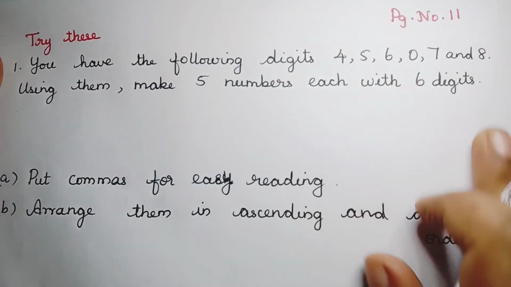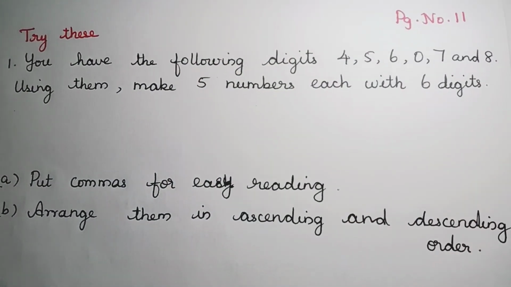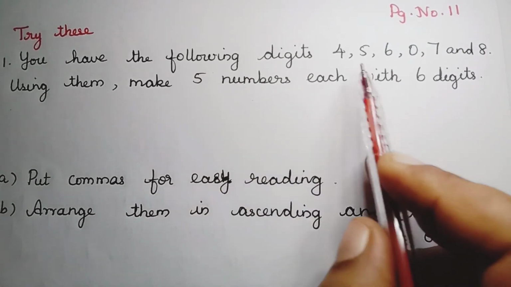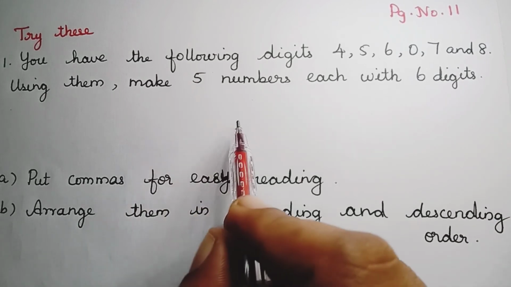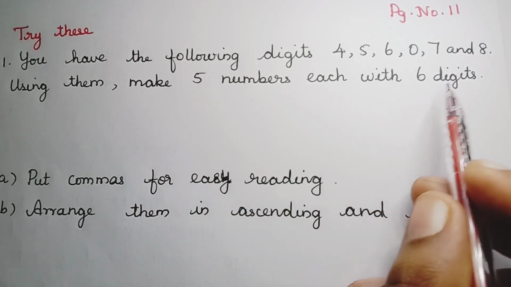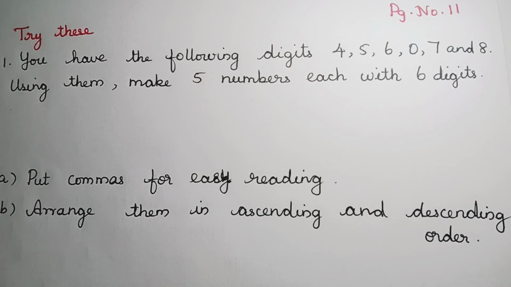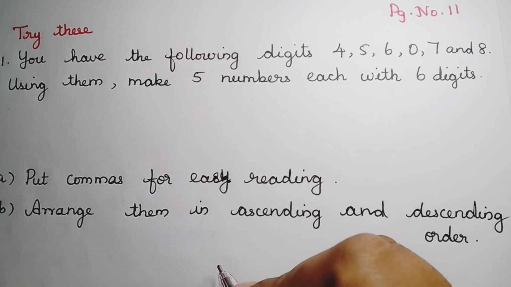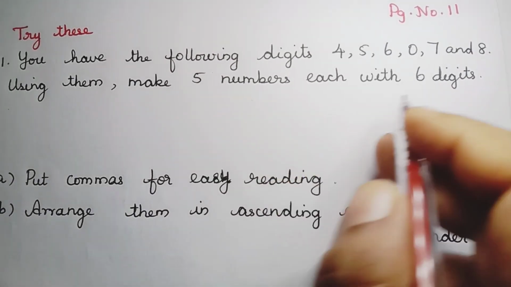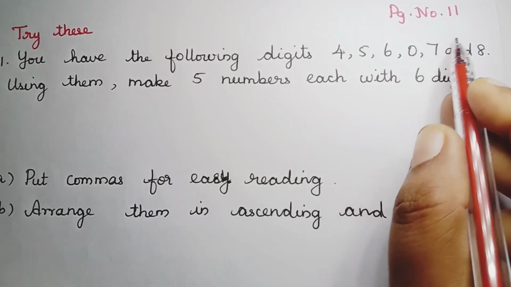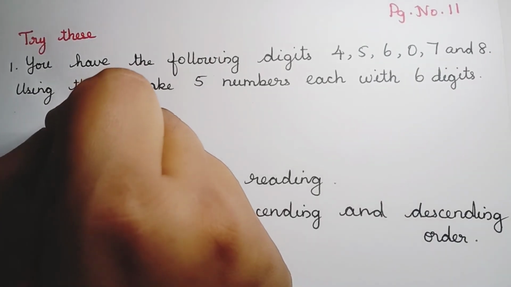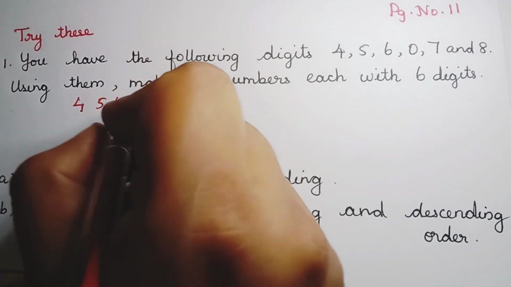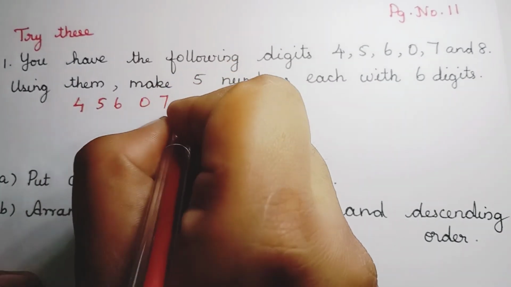So the next question, page number 11. You have the following digits 4, 5, 6, 0, 7 and 8. Using them, make 5 numbers with each with 6 digits. Okay, so it's your choice. You can use any numbers. Okay, we will try to make any 5 numbers using 6 digits. So they have given 6 digits here. Okay, so let's write it as such: 4, 5, 6, 0, 7, 8.